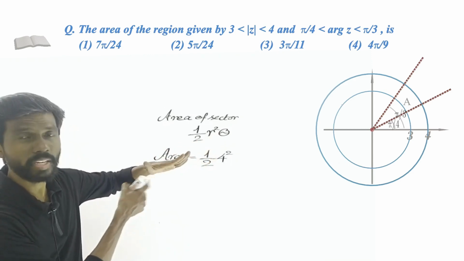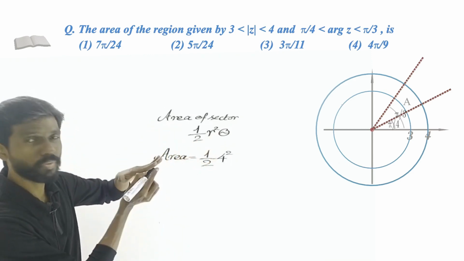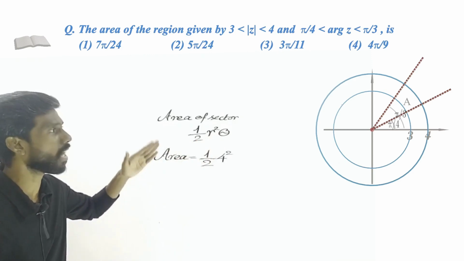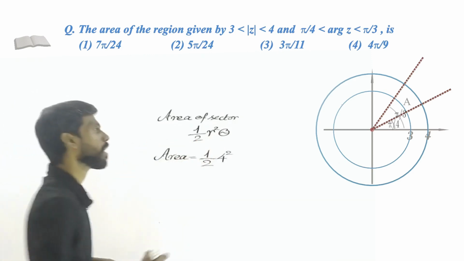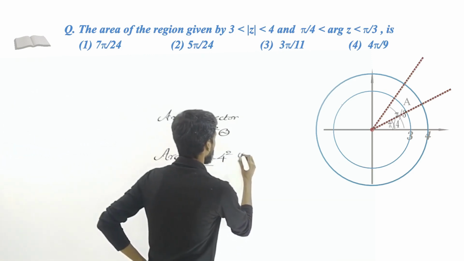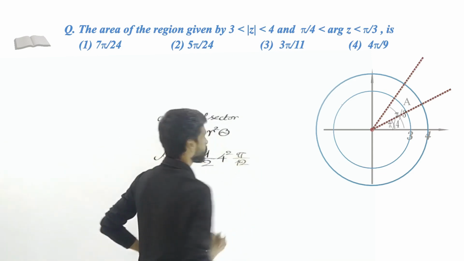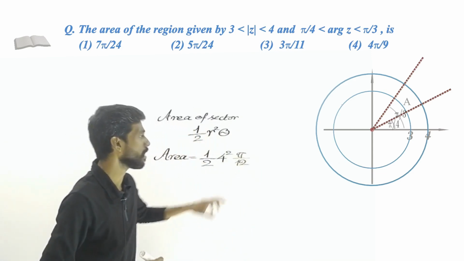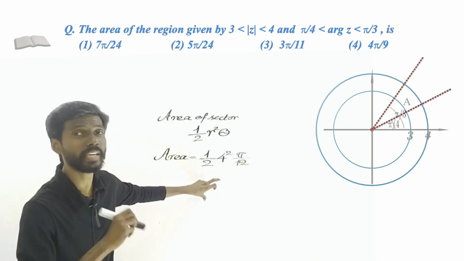See, this is 45 degree, pi by 4, and that is 60. In between we have the angle 60 minus 45, 15 degree, that is pi by 3 minus pi by 4. So that is pi by 12, right? Okay, so that is the angle. That is the area of the bigger sector.